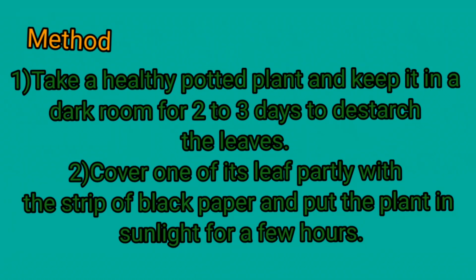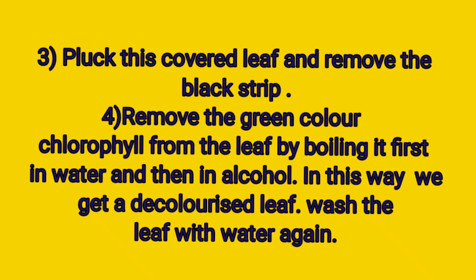The method is: first, take a healthy potted plant and keep it in a dark room for 2 to 3 days to de-starch the leaves. Then cover one of its leaves partly with a strip of black paper and put the plant in sunlight for a few hours. Now pluck this covered leaf and remove the black strip.